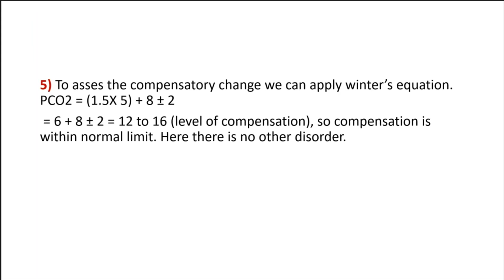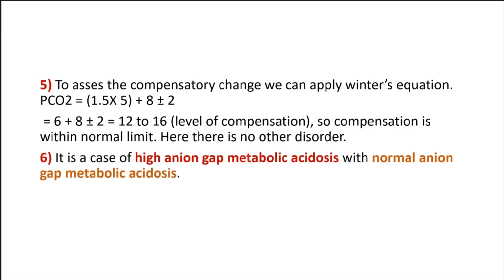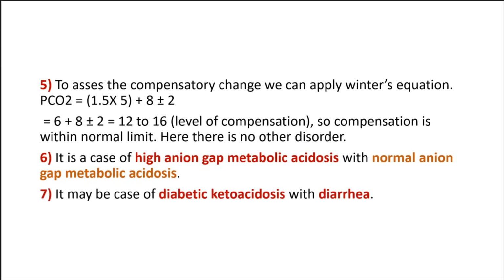5. To assess the compensatory change we can apply Winter's equation. PCO2 equals 1.5 multiplied by 5 plus 8 plus minus 2 equals 6 plus 8 plus minus 2 equals 12 to 16. The level of compensation is within normal limit. Here there is no other disorder. 6. It is a case of high anion gap metabolic acidosis with normal anion gap metabolic acidosis. 7. It may be a case of diabetic ketoacidosis with diarrhea.